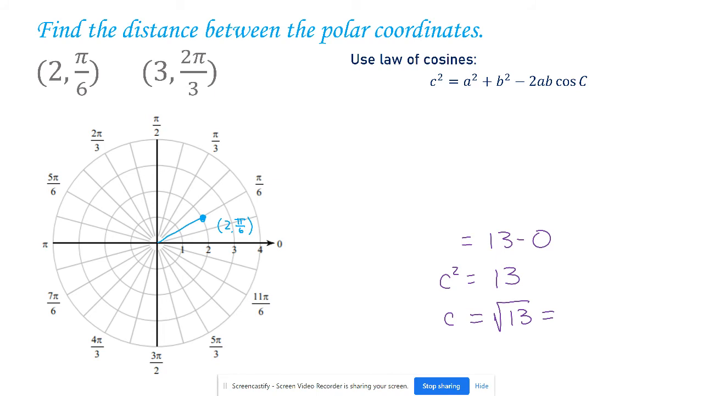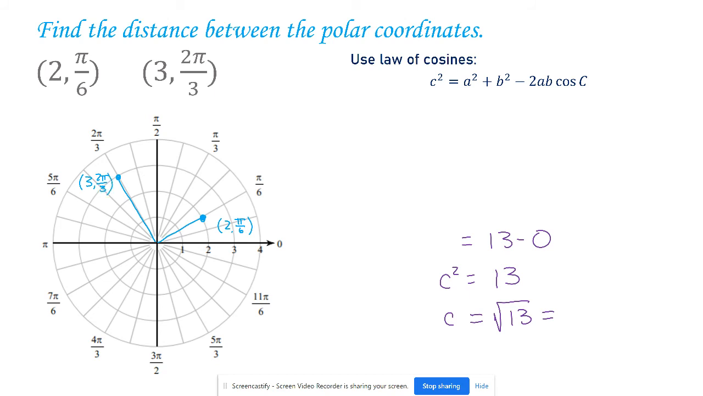All right, my second point is 3, 2 pi over 3. So 2 pi over 3, I see that's right here. I'm going to go out 3 spaces, 1, 2, 3, and make a point. So that's 3, 2 pi over 3. So those are my 2 points.